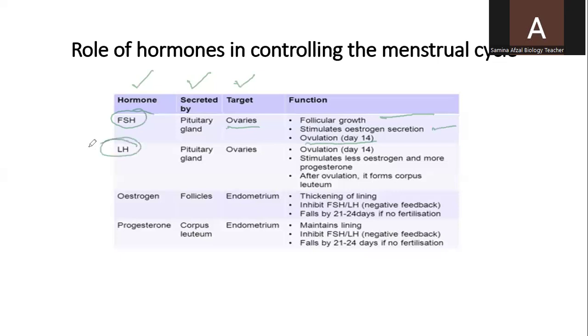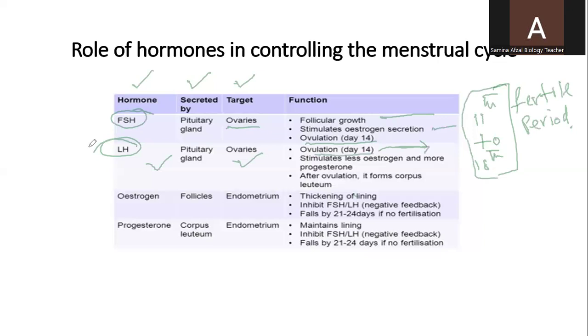Then luteinizing hormone, which is secreted by the pituitary gland. Its target sites are the ovaries, and at day 14, or it depends, it is different. You can say from day 11 to day 18 is called the fertile period. So this is the fertile period, and at day 14 the egg will be released, but this whole period is the fertile period.